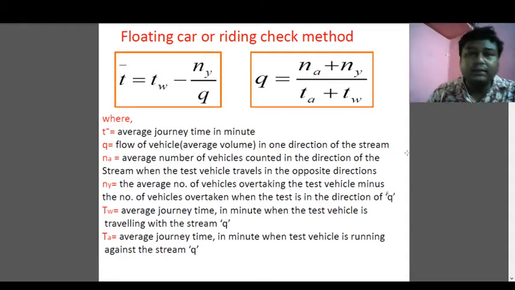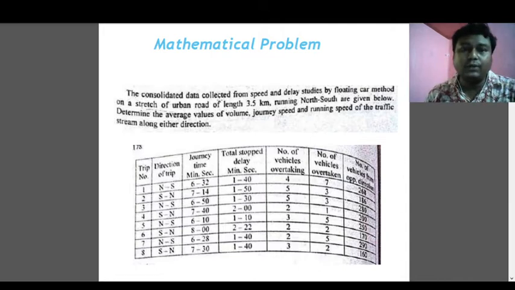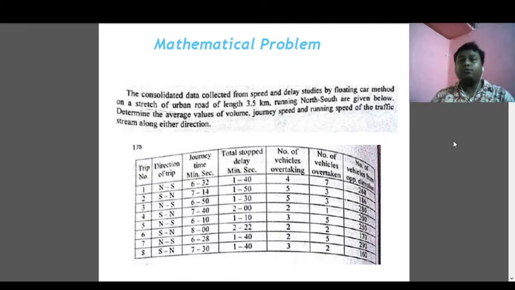For better understanding, let us solve an example mathematical problem. Suppose this is the problem. Consolidated data collected from a speed and delay study by the floating car method on a stretch of urban road of length 3.5 km running in the north-south direction are given below. Determine the average values of volume, journey speed and running speed of the traffic stream along their direction. So we have to find out what is given in the consolidated data of the floating car method.